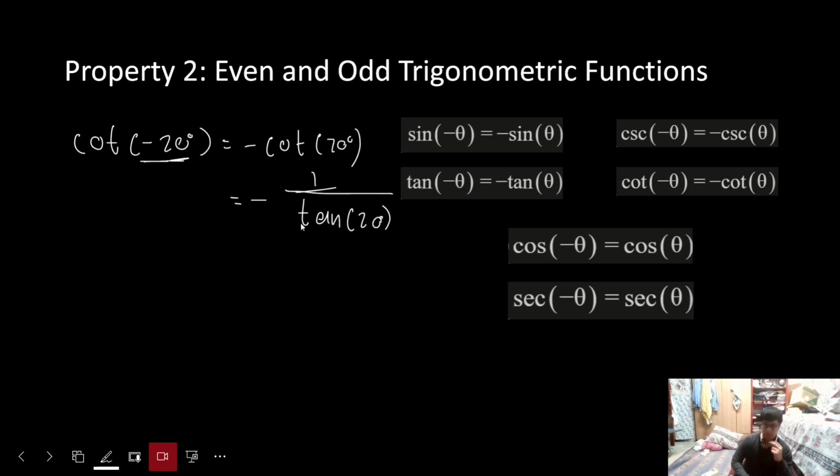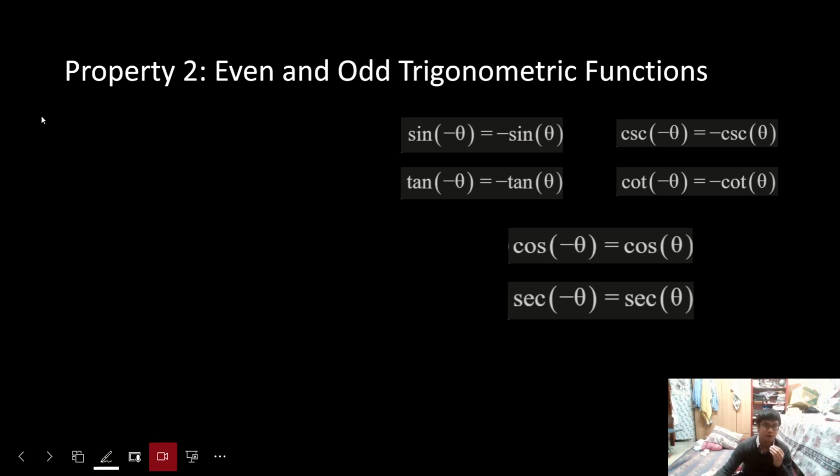Okay. So let's get our calculator. Negative 1 all over tangent of 20 degrees. This is just approximately negative 2.74. Okay? And that's it. Now let's try for cosine and secant.